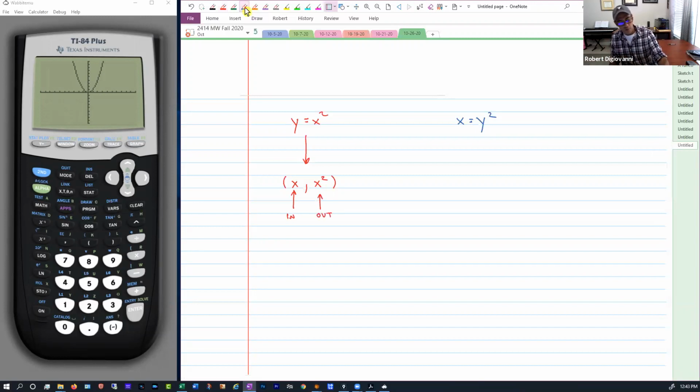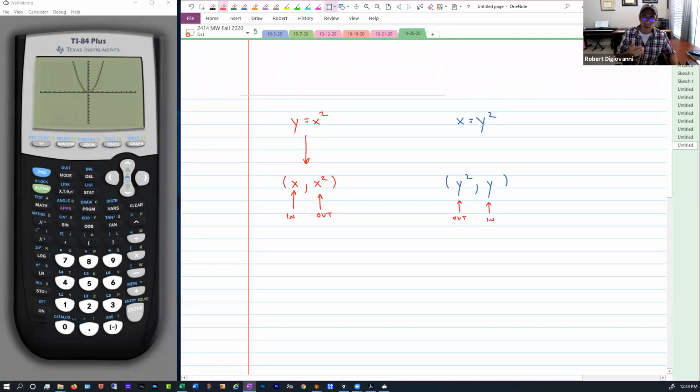If we look at the other one, it's kind of the backwards of that. The y is what goes in, and the x coordinate is whatever that y is squared, right? So this time, this is your in, and this is your out.